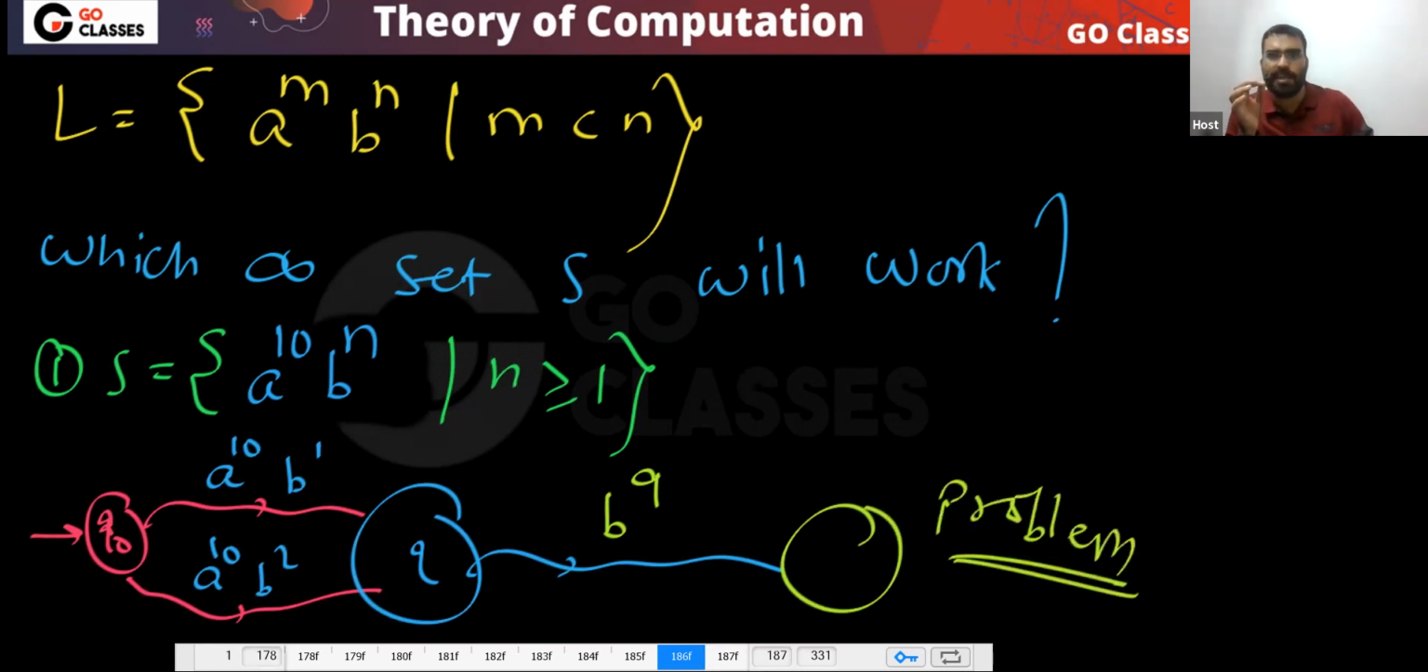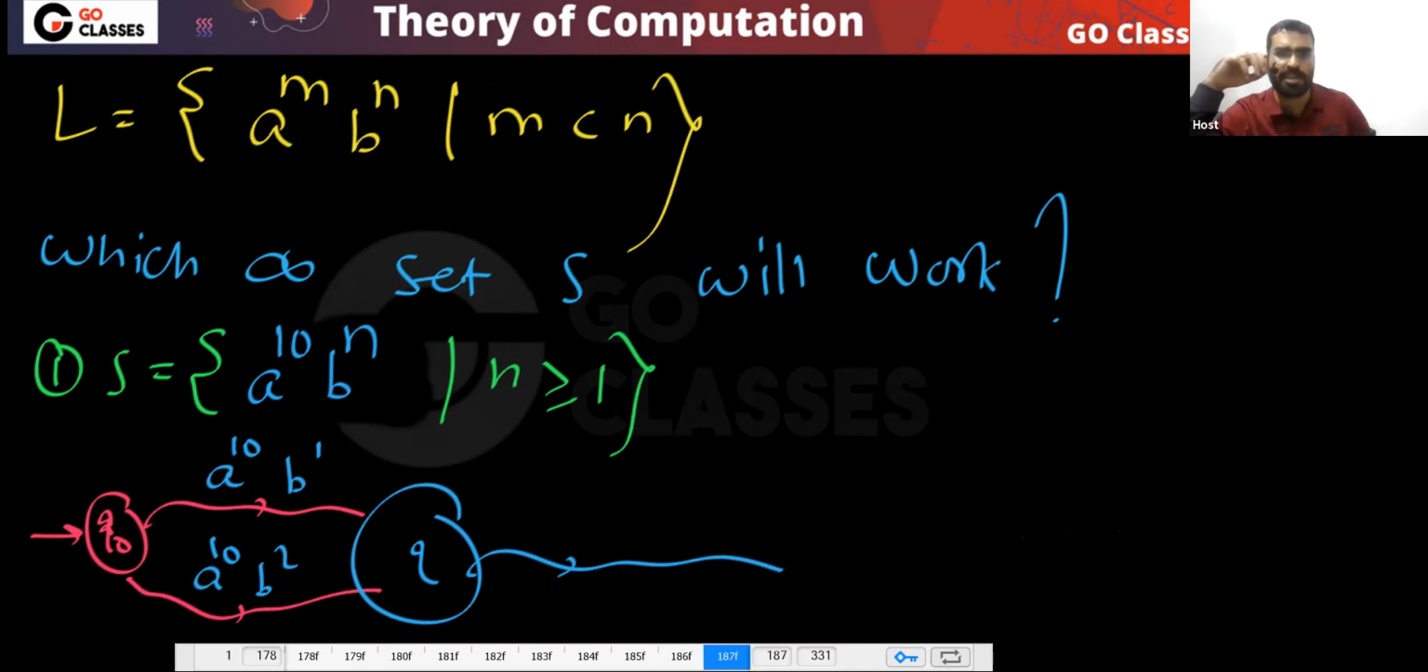This B power 9 will create a problem. Agree? Yes or no? This will definitely create a problem. So you can notice, this is what I'm saying. If I take any two strings, for example, B power 20 and 22, which extension will create a problem?